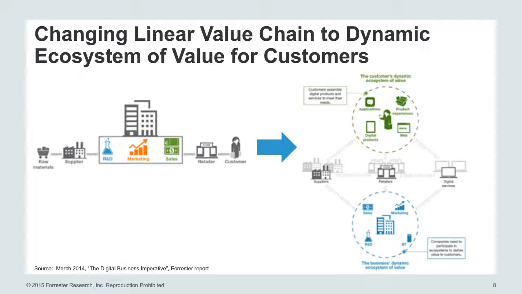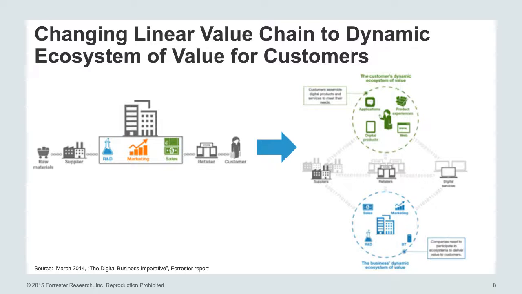We must recognize that the environment of the integration is completely changing. Previously, the companies were the center of their linear value chain. They were dealing with suppliers and delivering products to their customers through some of the retailers. So that was completely linear.